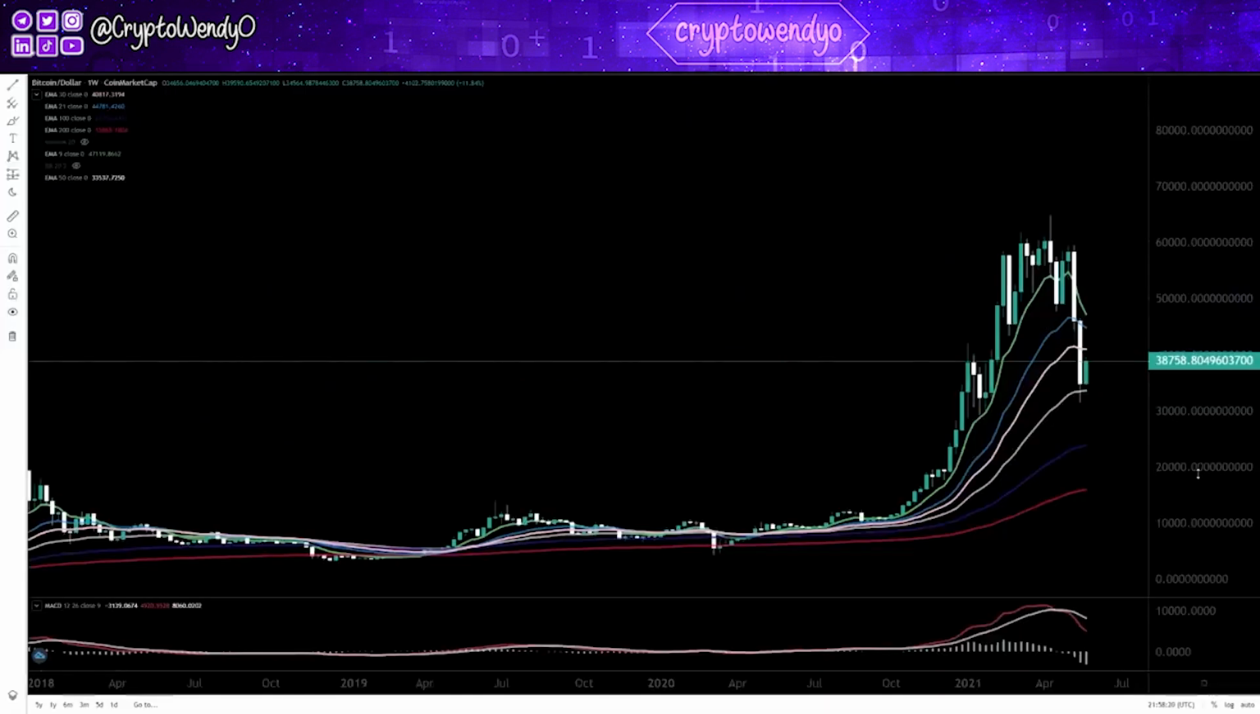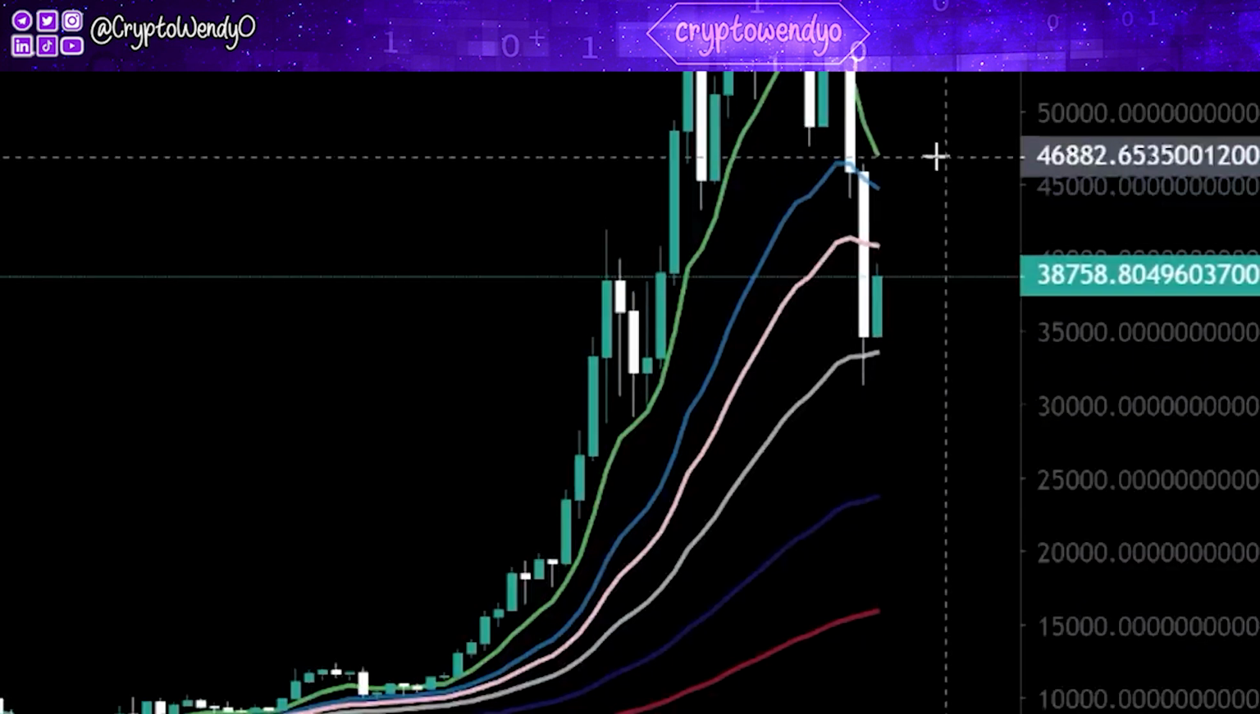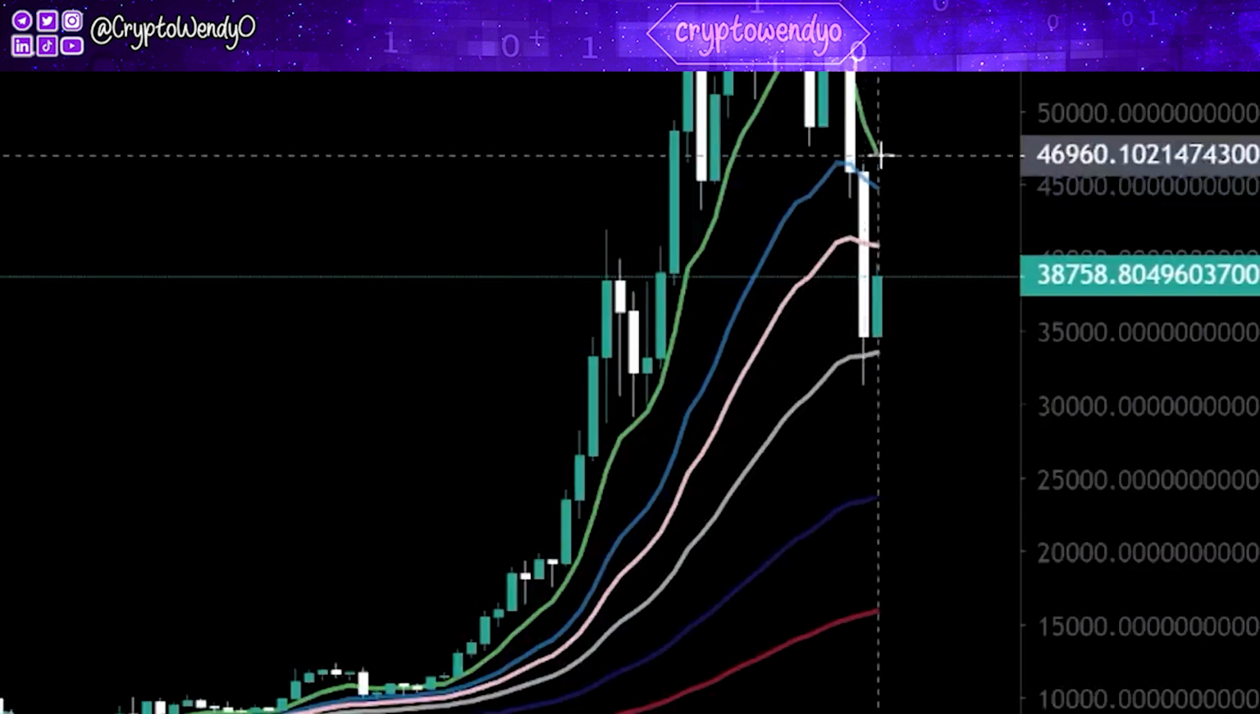Now that we have removed our exponential moving average 10, let's look at the EMAs that I personally like to use, that works for me. I'm going to get rid of MACD. We're not talking about that today. I like to use the EMA 9, which is denoted by the green line.